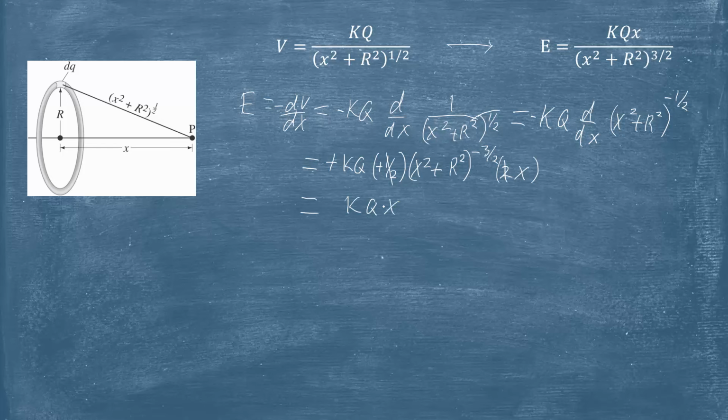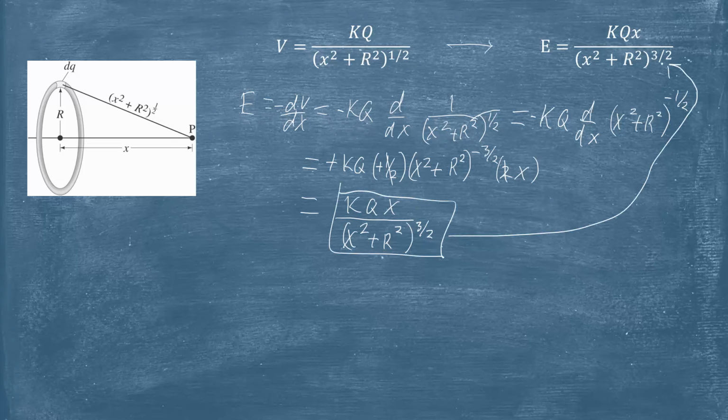I've still got an x up top here, and we're going to put this back down in the denominator. And lo and behold, it worked. We got our E field quite a bit more simply, I would say, than finding it directly.